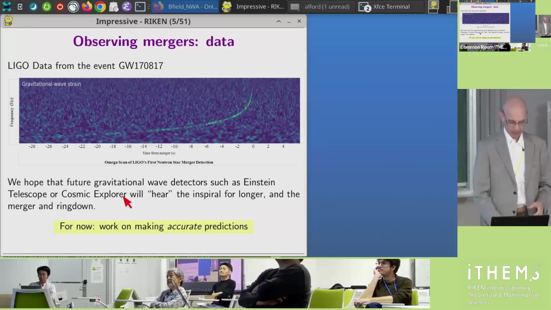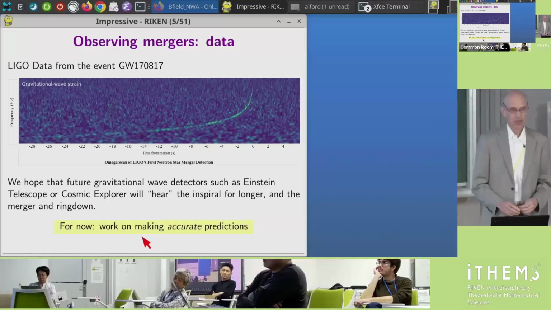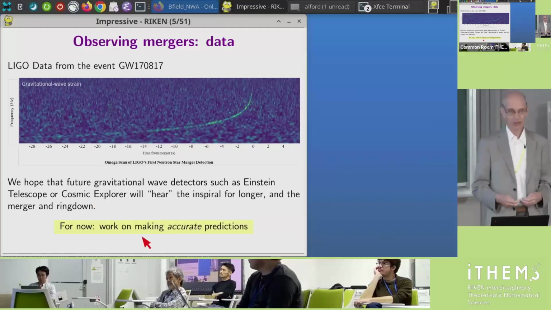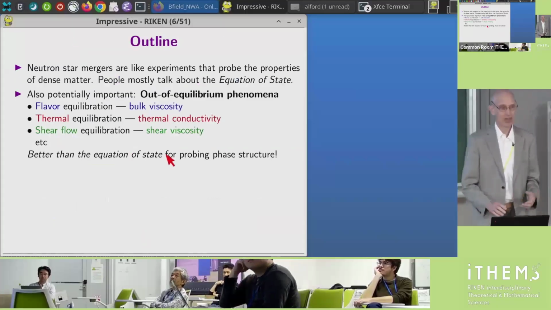But for right now, the work we need to do is help the simulations to be accurate by providing them with the relevant microscopic properties of the matter. So here's an outline, that's the context. Here's an outline of the talk given that context.